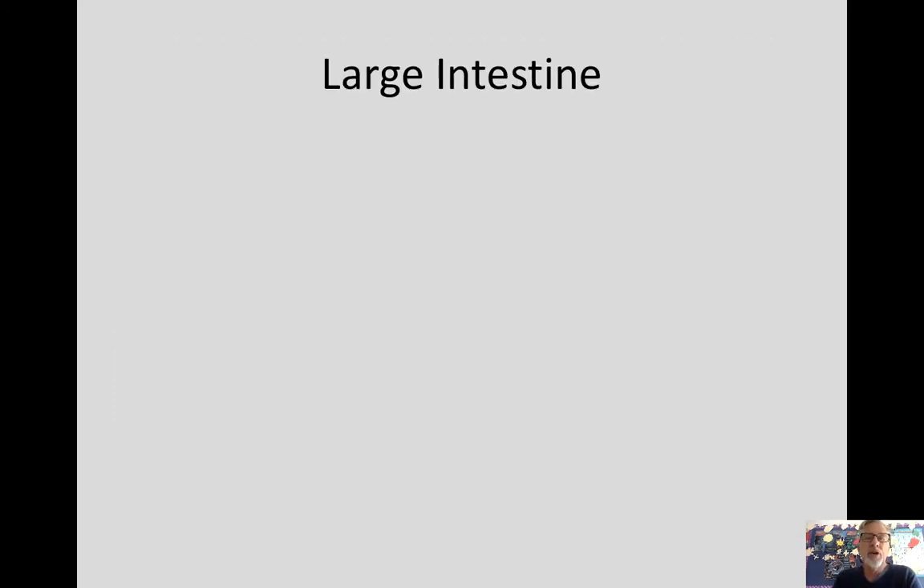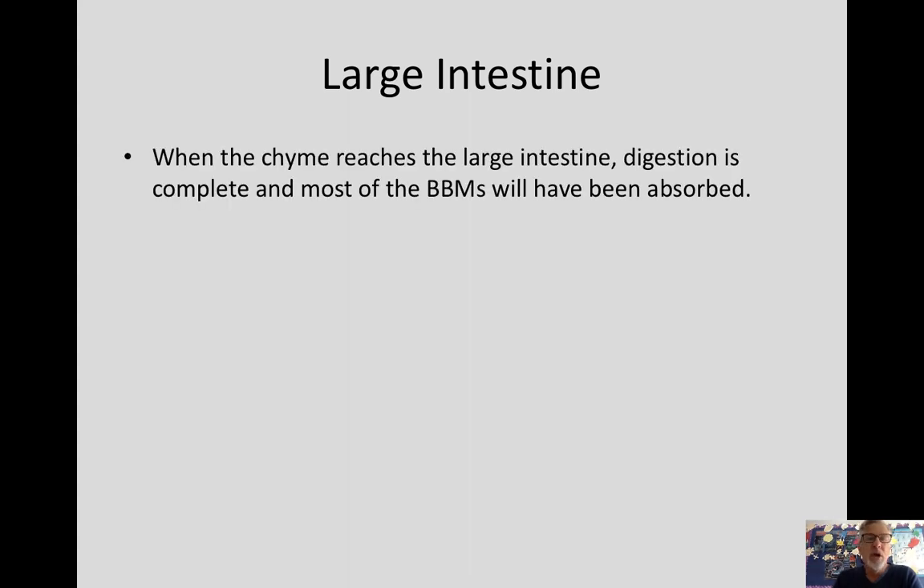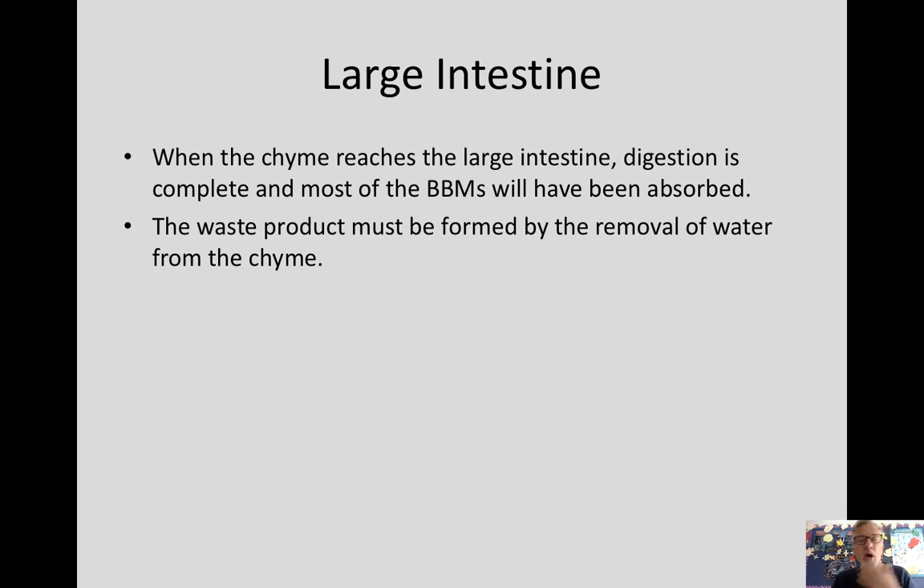The final stage of the flow of food through the intestinal system occurs in the large intestine. When the chyme reaches the large intestine, digestion is complete, and most of the building block molecules will have been absorbed. So the large intestine's major job is to form the waste product, the feces, by removal of water from the chyme. And you can understand why that would be important, because why would you want to eliminate all this useful water when you could just recycle it and not have to drink as much, right? It makes a lot of sense from a conservation point of view to recycle the water that's in the chyme.